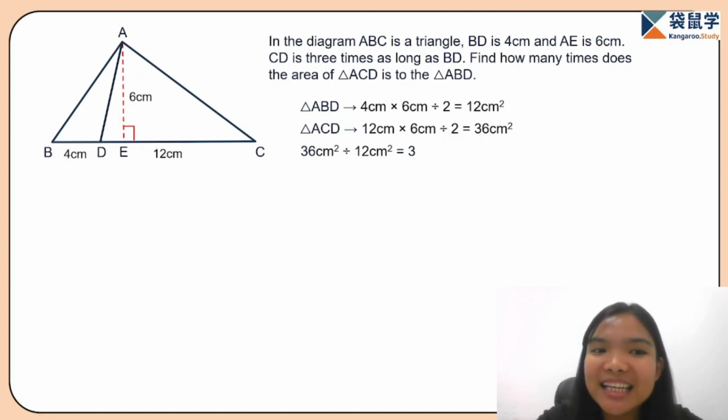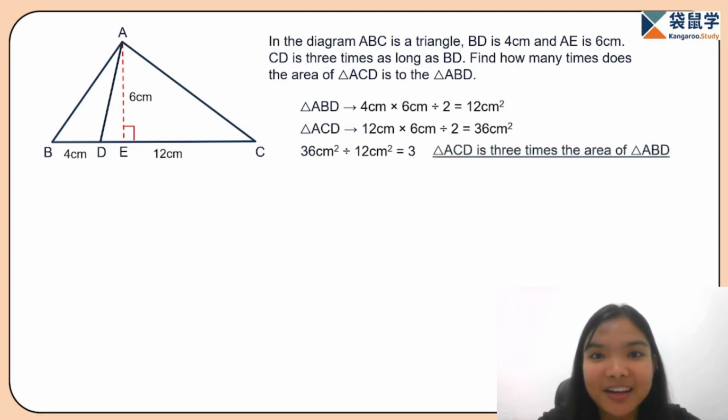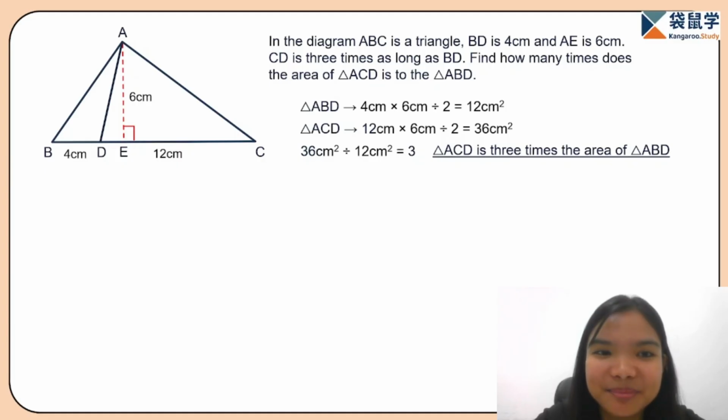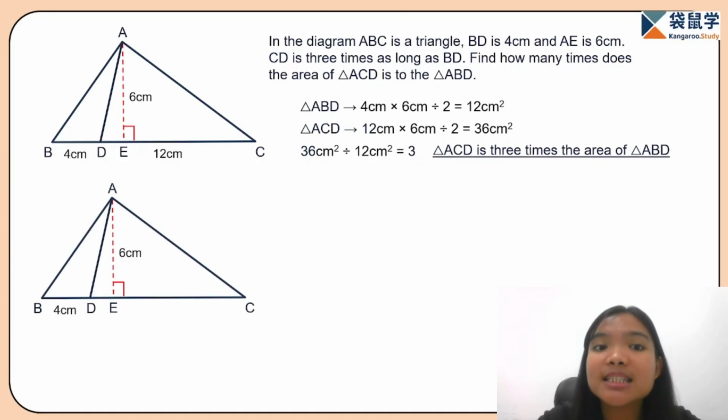So triangle ACD is 3 times the area of triangle ABD. Now, is there a way to find the answer without calculating the area of the two triangles? Let me show you another method. Since CD is 3 times as long as BD, we can say that CD is equal to 3BD.